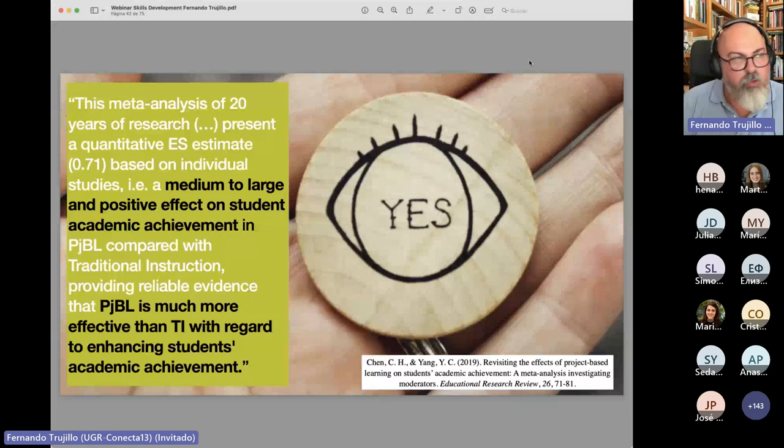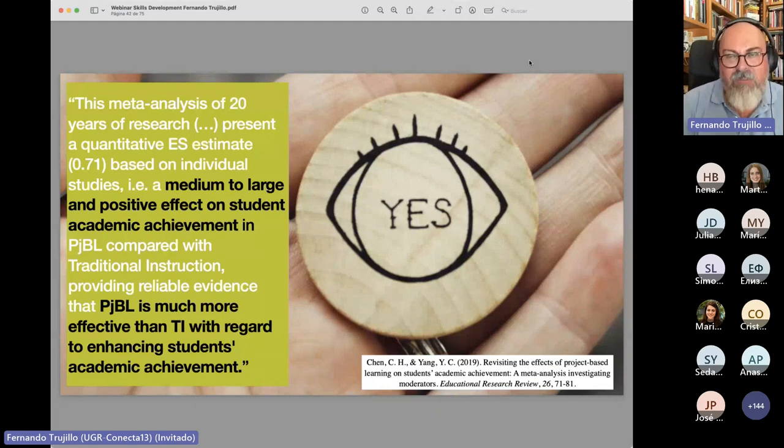And in case you may be thinking that project-based learning is another passing fad, obviously, project-based learning is one of the most well-known pedagogical strategies. It's more than 100 years old, and there is plenty of research evidence about its validity. I bring here a 2019 publication, Revisiting the Effects of Project-Based Learning on Students' Academic Achievement. It's the latest meta-analysis about project-based learning that we can find in the literature, and the results are quite conclusive. The meta-analysis of 20 years of research presents a quantitative effect size estimate of 0.71 based on individual studies.